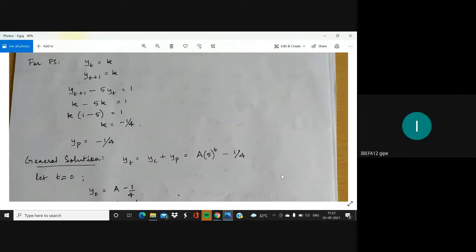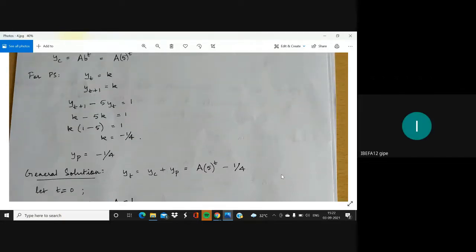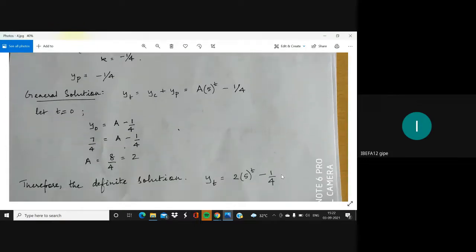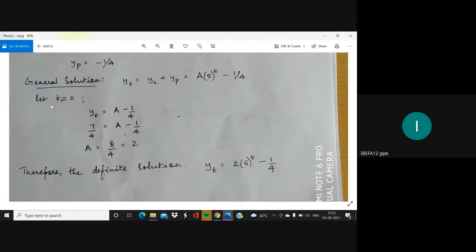I'll just show you all quickly for the particular solution. Assume again that yt is equal to some constant k at time t and t plus 1. Then use that entire difference equation to solve for k. Then once you've done that, let time t be equal to 0, substitute that over here, and find out the value of A, and then substitute in your general solution again. So you get the definite solution.